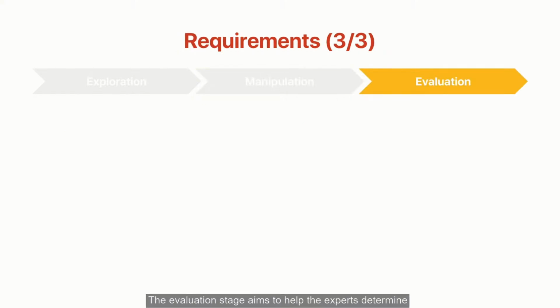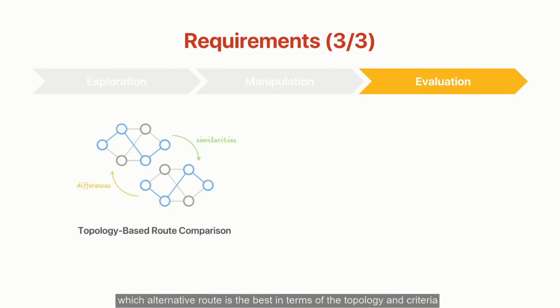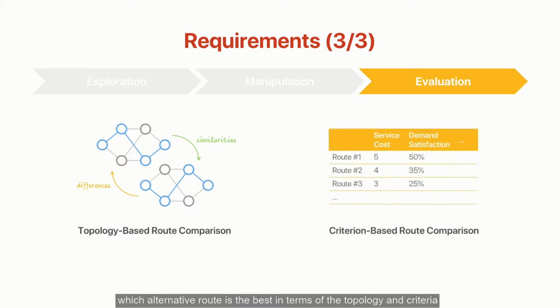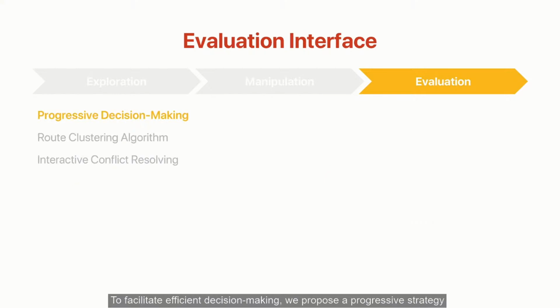The evaluation stage aims to help the expert determine which alternative route is the best in terms of topology and criteria. Although the model greatly reduces the size of the solution space, the experts still need to evaluate hundreds of the routes. To facilitate efficient decision-making, we propose a progressive strategy.